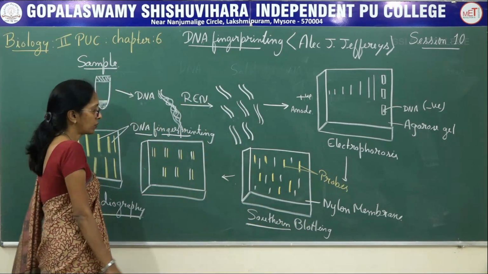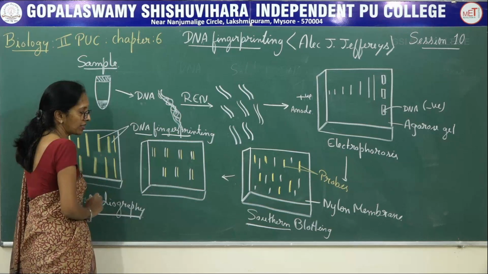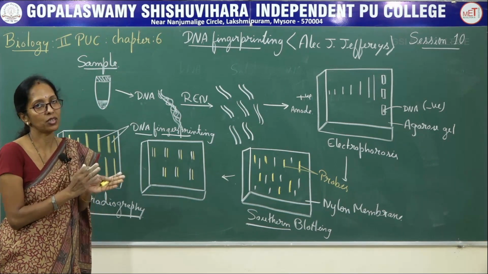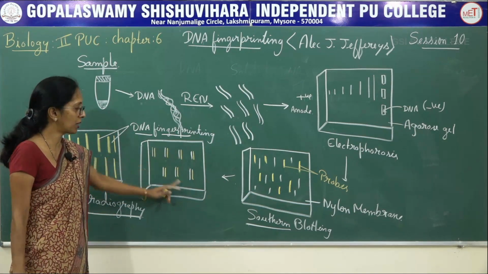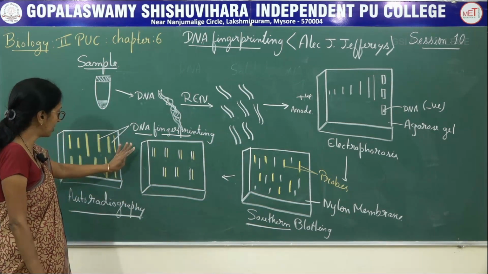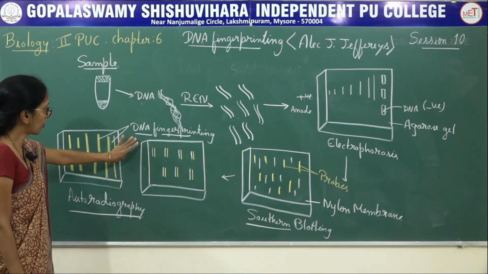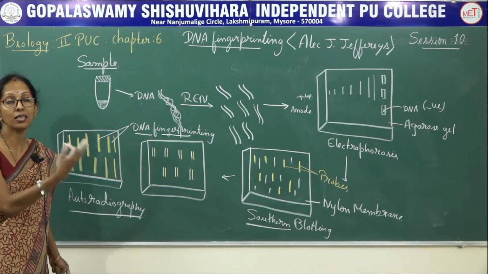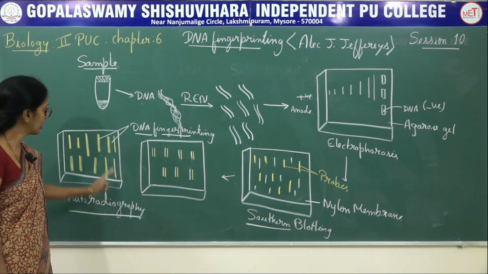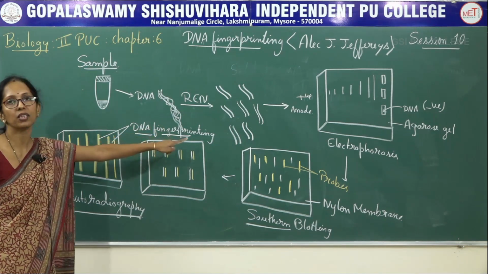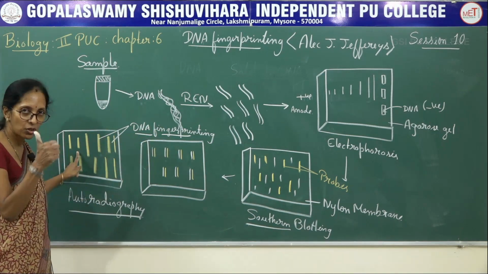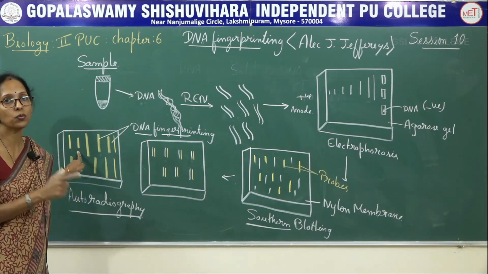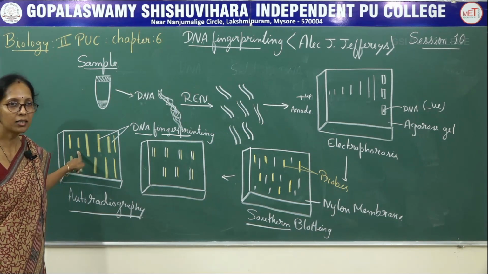So after southern blotting, what happens? There will be pairing. That is, adenine always pairs with thymine, cytosine always pairs with guanine, so that it becomes a double-stranded structure. And this is the nylon membrane. The X-ray film is placed on this so that we can easily see the bands. These bands are nothing but DNA fingerprinting, and the position, thickness and length of the band always vary from one individual to another individual.